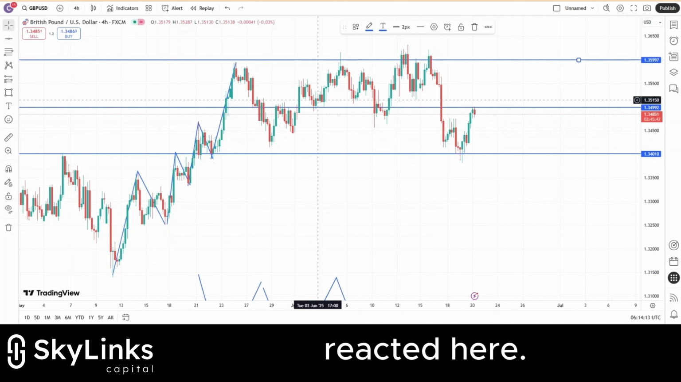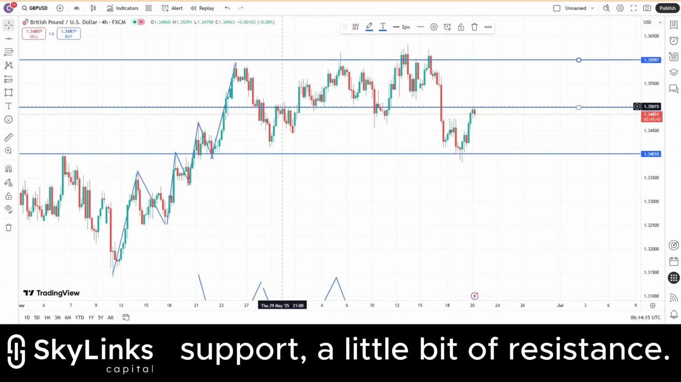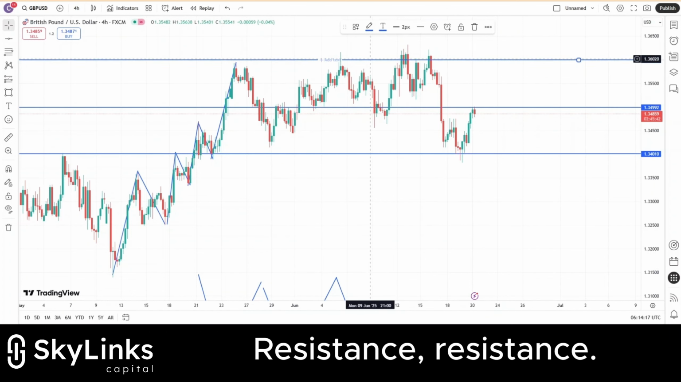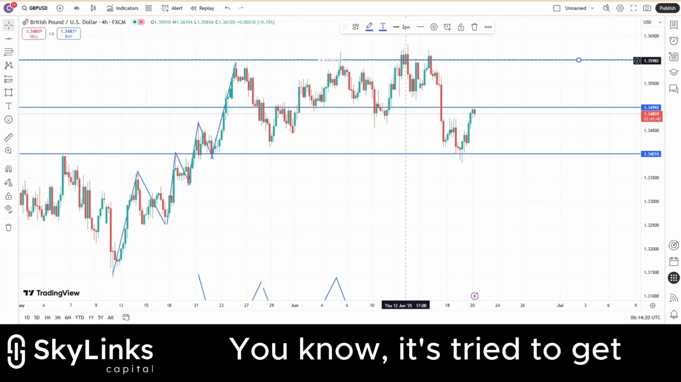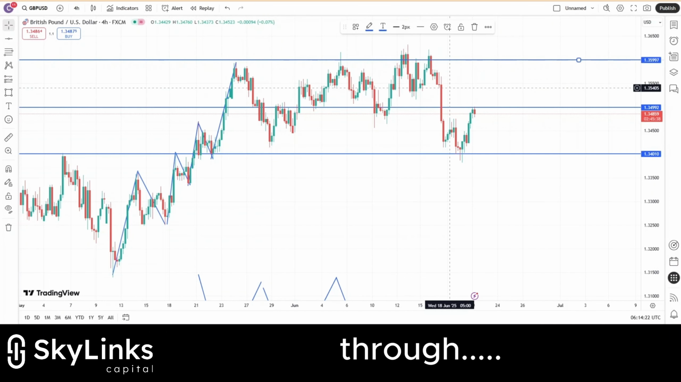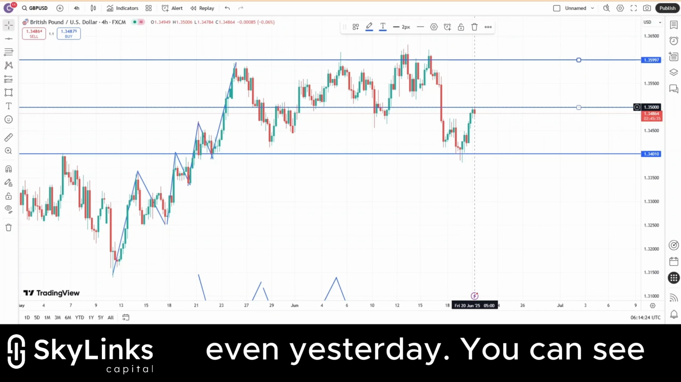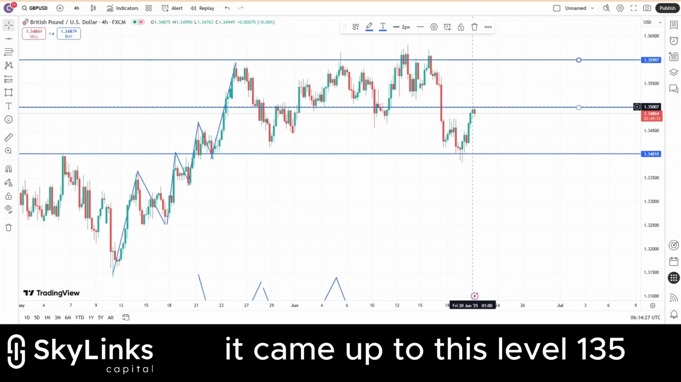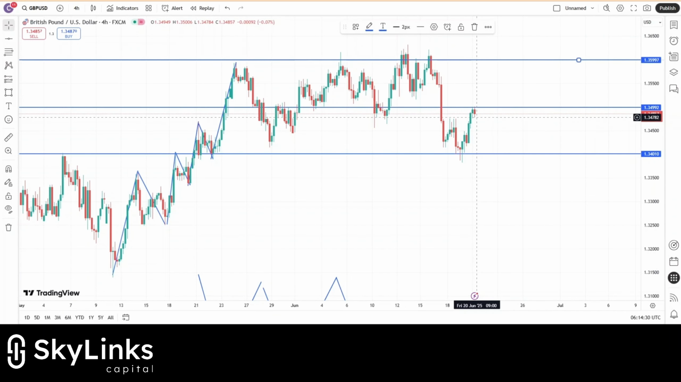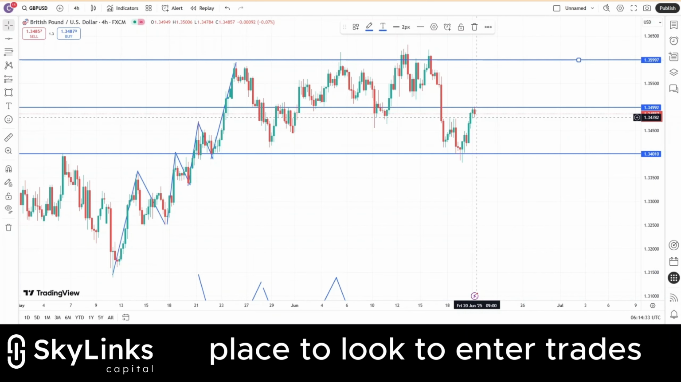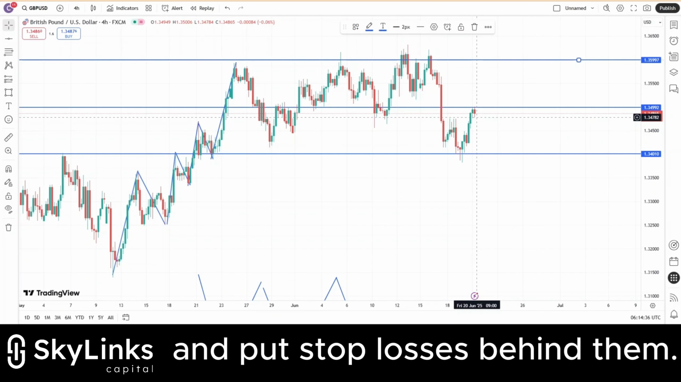you can see that it has reacted here. So we found a little bit of support, a little bit of resistance. Resistance here, resistance, resistance. It's tried to get through this level a few times and broke and come back through. Even yesterday, you can see it came up to this level 135 and rejected it. Round numbers are often a good place to look to enter trades and put stop losses behind them.